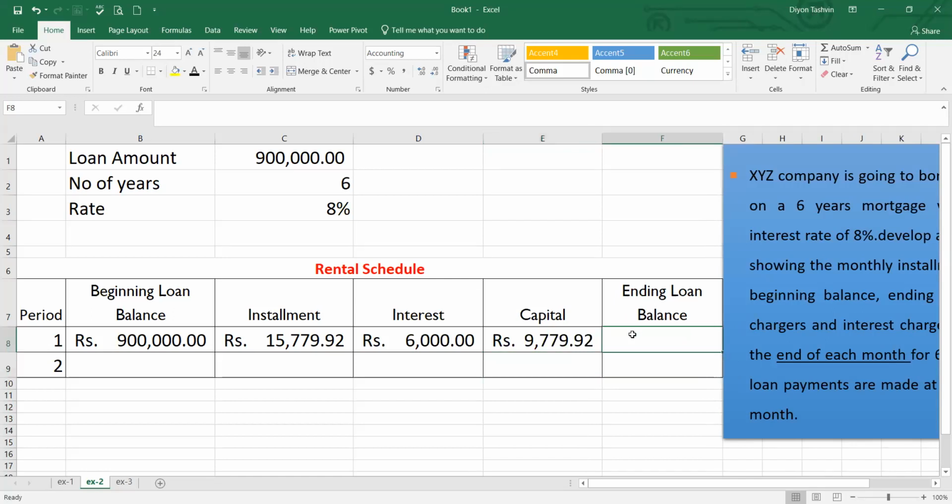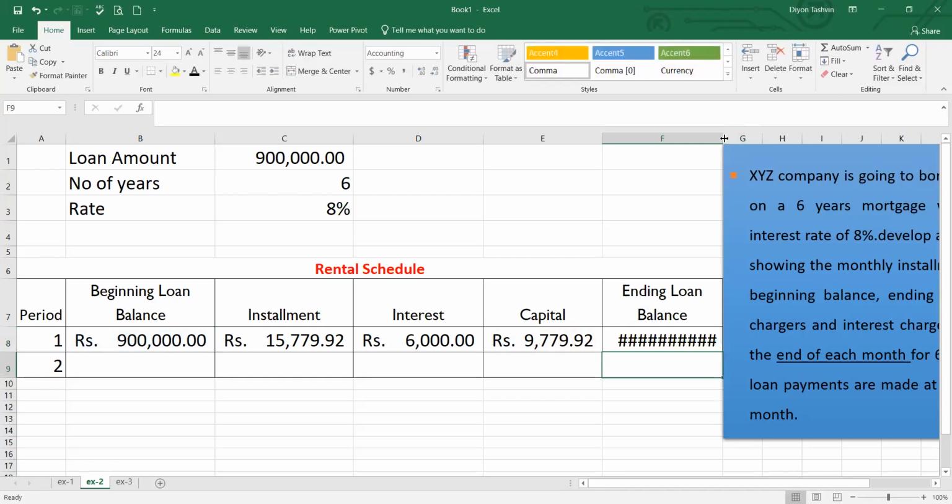Now we are going to put the end loan balance. So end loan balance, you know, when we are going to settle a loan, the bank or the mortgage provider, they will deduct the capital portion only from the loan balance. So from the beginning loan balance, we have to deduct the capital or the principal amount. Then we can arrive at the ending loan balance.